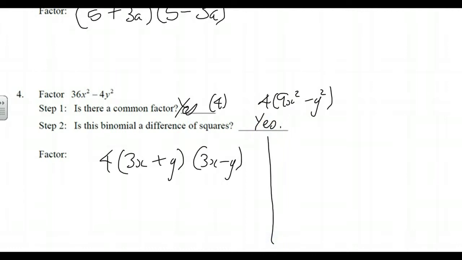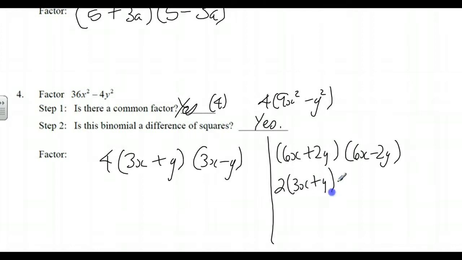Now, if you didn't recognize the common factor, you'd still say this is a square, this is a square, so it is a difference of squares. 6x plus 2y, 6x minus 2y. Well, I could take a 2 out of this: 3x plus y. And I can factor a 2 out of this: 3x minus y. Really meaning that we have 2 times 2 is 4, and 3x plus y.